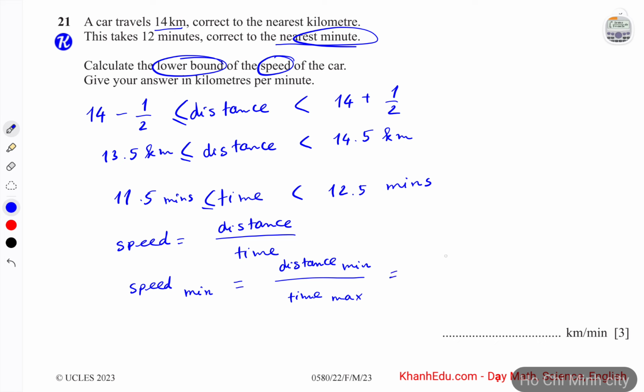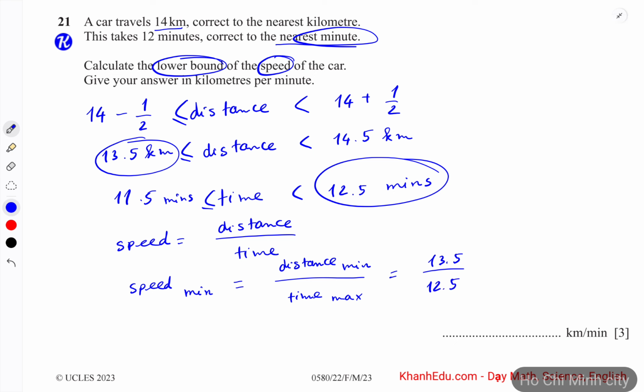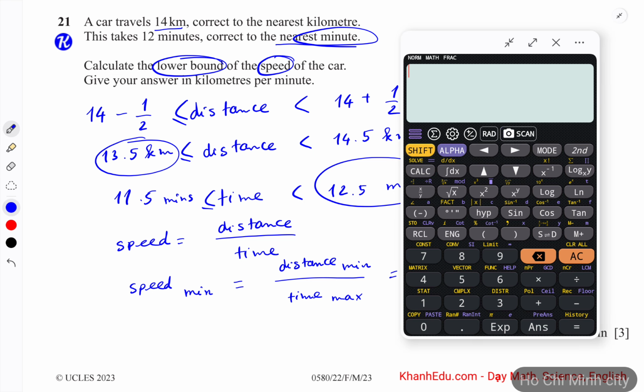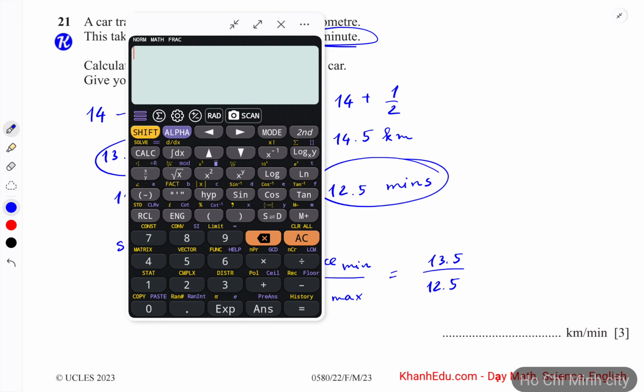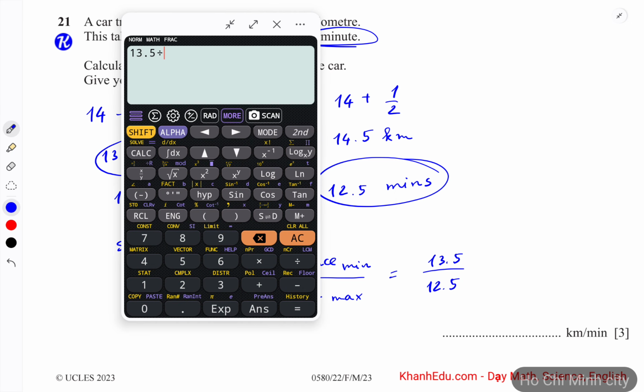All right, so distance min is 13.5 kilometers. And then the time max is 12.5 minutes. So take the 13.5 divided by 12.5. We have 1.08, and the unit is kilometers per minute.